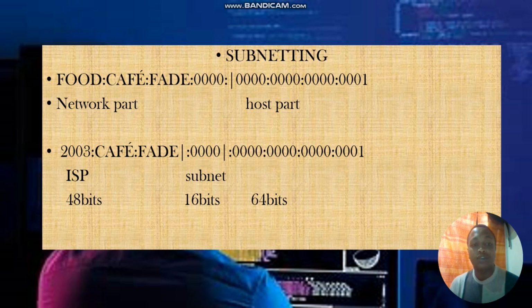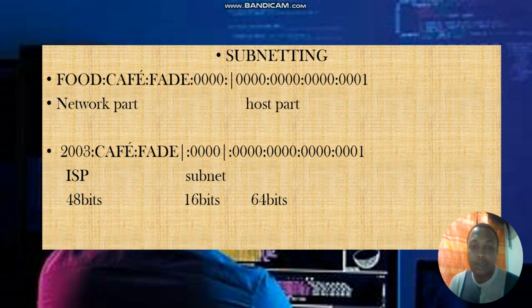I am sure they're even fewer than the number of bits that have been provided here. It can accommodate a lot of ISPs. So the first 48 bits are for the ISP. Then the next 16 bits is what you use to subnet. And remember, we're using hex digits here.